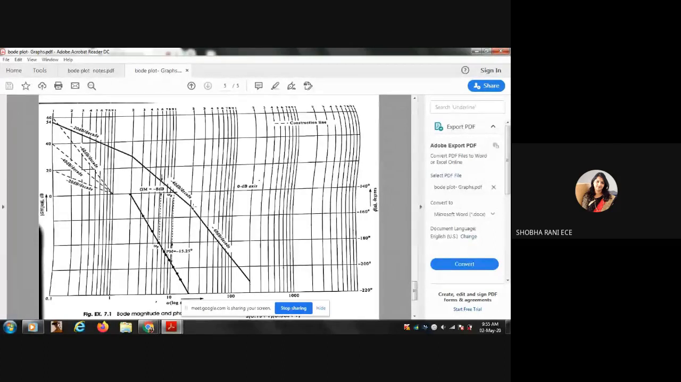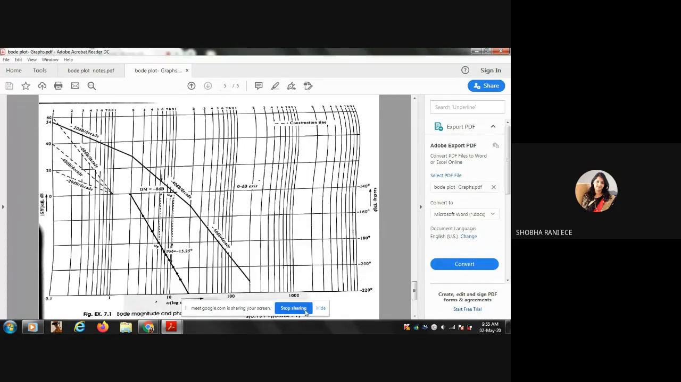So I repeat again, corner frequency is the frequency where the slope of the line changes, or the slope of the asymptote changes. So this is how you plot the magnitude plot. Next, we have to now sketch the phase plot.